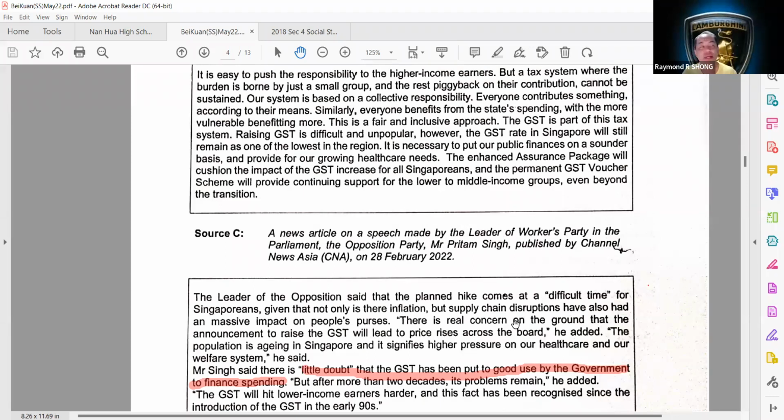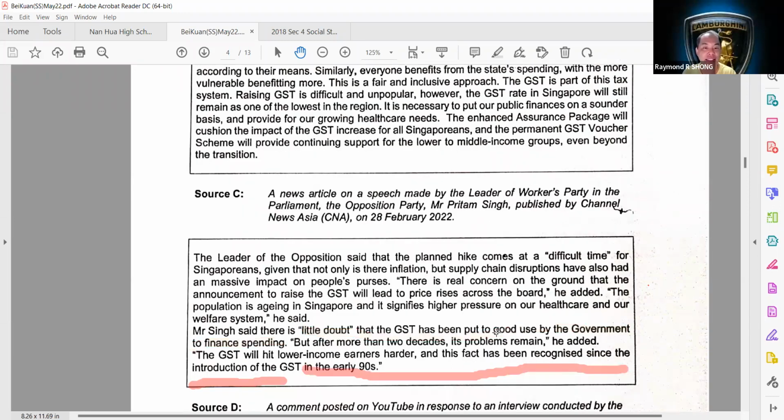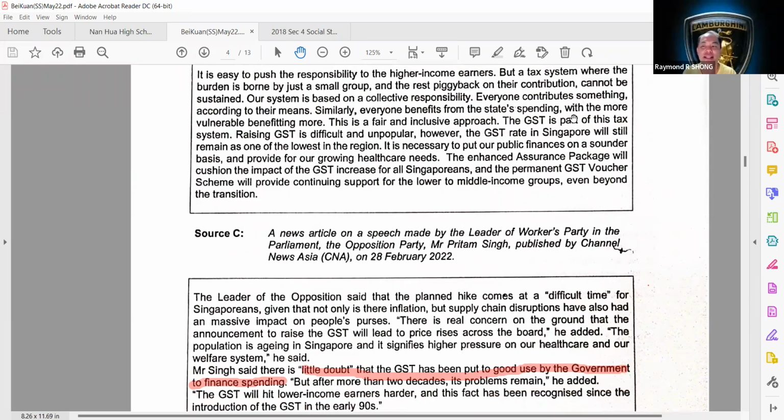Okay? So, Pei Kun, very tricky. It's because of this word, the GST, underline for me. The GST is part of this tax system. This is a fair, inclusive approach. The GST is part of this tax system. That means Chiao Singh and Pei Kun, there are other types of taxes that help to make healthcare affordable, which is the ERP. It's also considered tax, ma. 对不对? Make sense, huh? COE, the car, right?